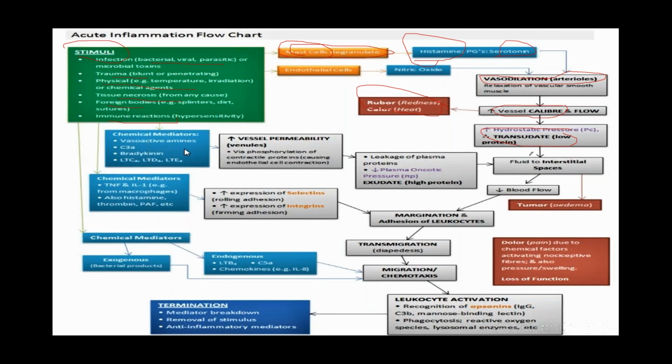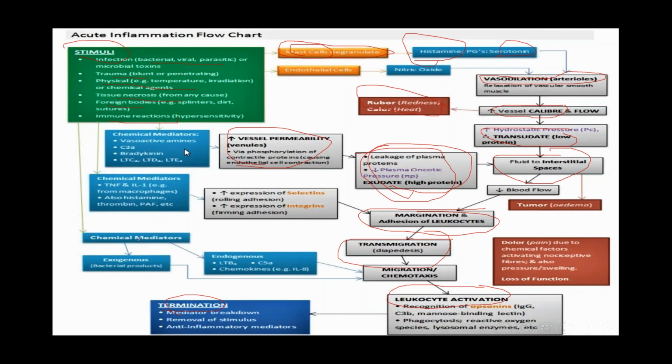After transudate, fluid goes to the interstitial space and can lead to leakage of plasma proteins. This is exudate. Increased vessel permeability also leads to leakage of protein. Then there is migration of leukocytes, transmigration, and leukocyte activation. The final step is termination, by mediator breakdown, removal of the stimulus, or anti-inflammatory mediators.